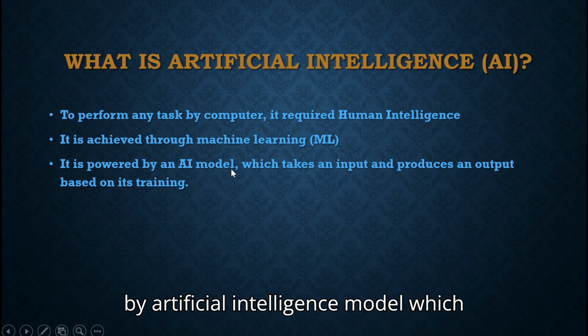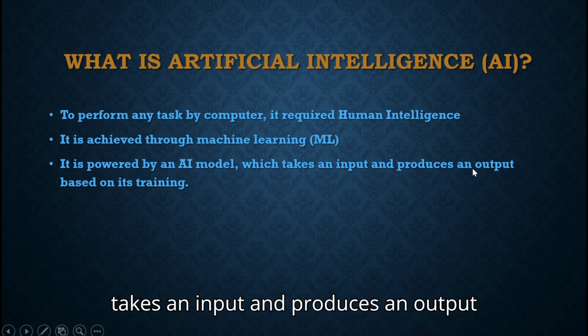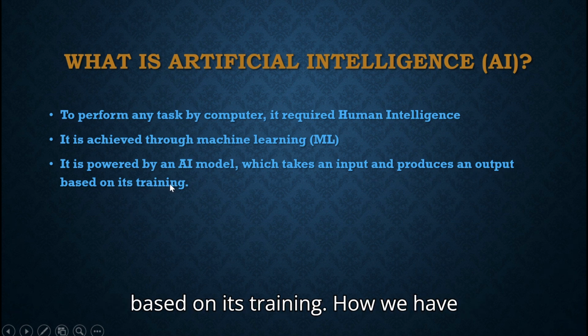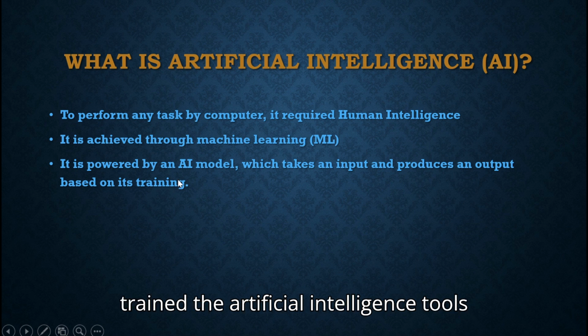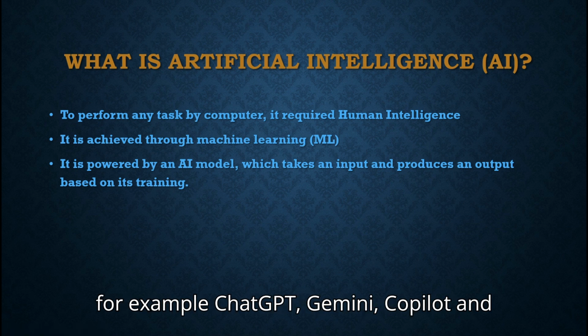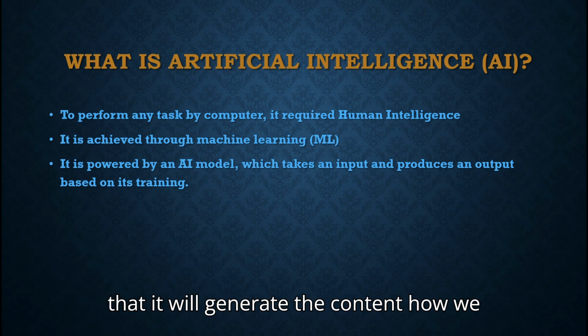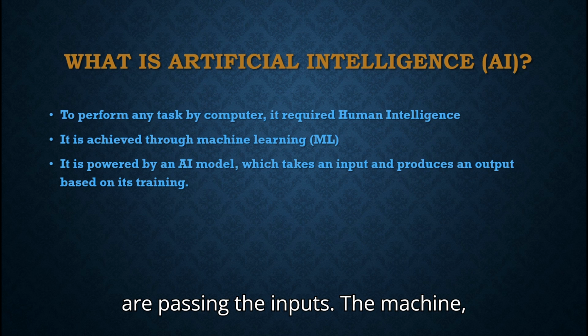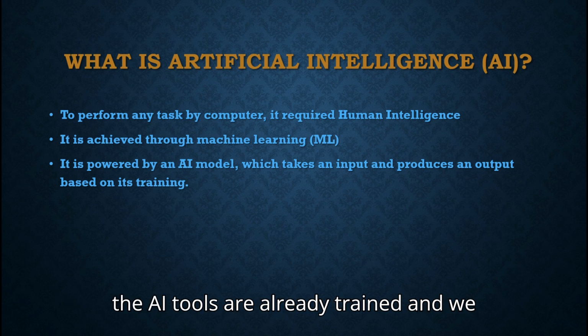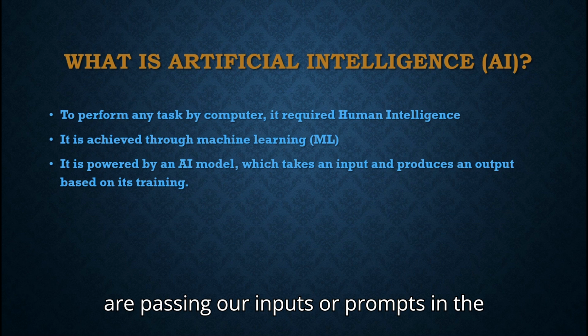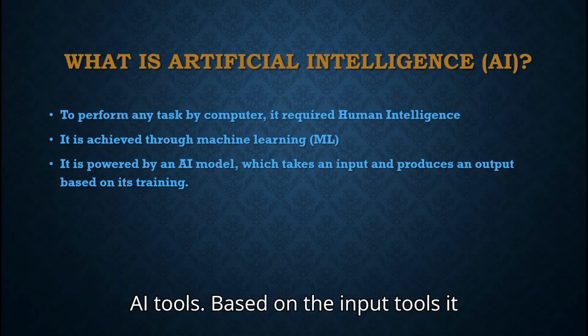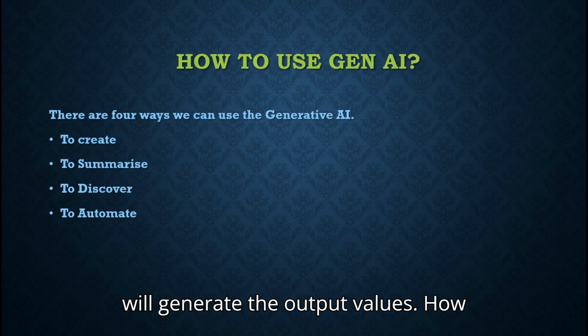It's powered by an artificial intelligence model which takes an input and produces an output based on its training. How we have trained the AI tools, for example ChatGPT, Gemini, Copilot, determines how it generates content. The AI tools are already trained, and we pass our inputs or prompts to the tools. Based on the input, they generate the output values.